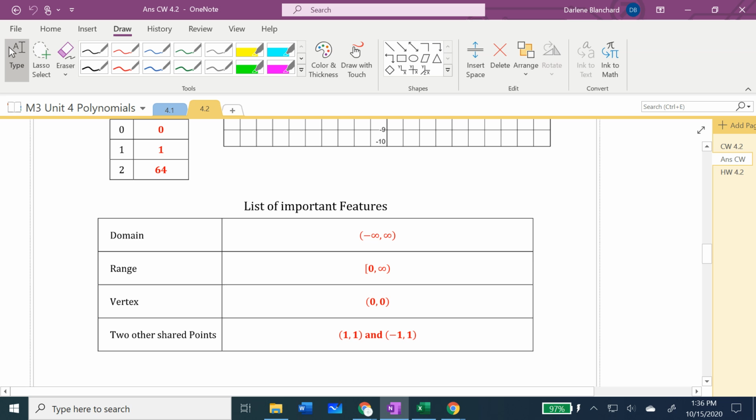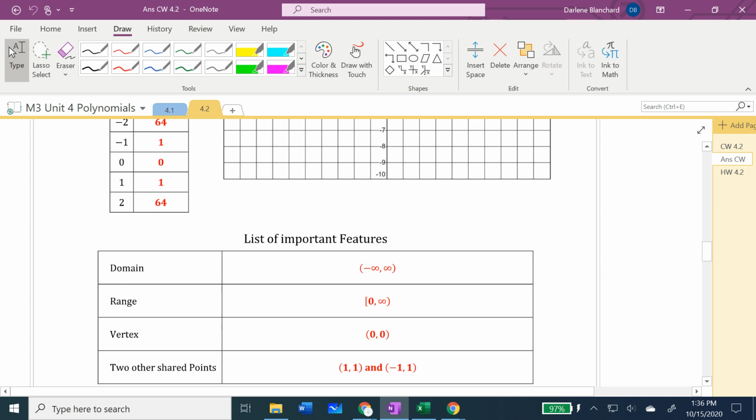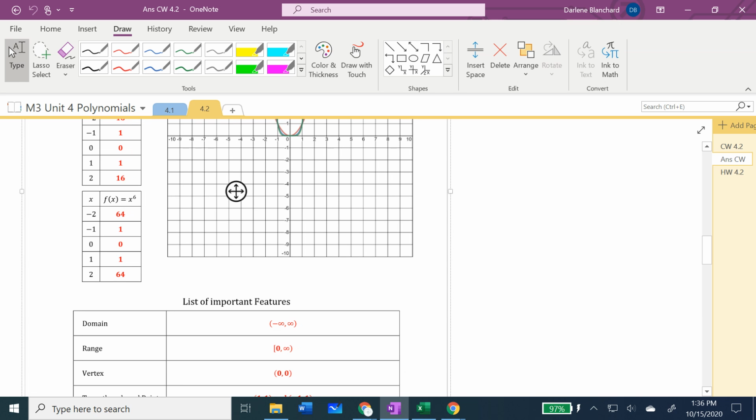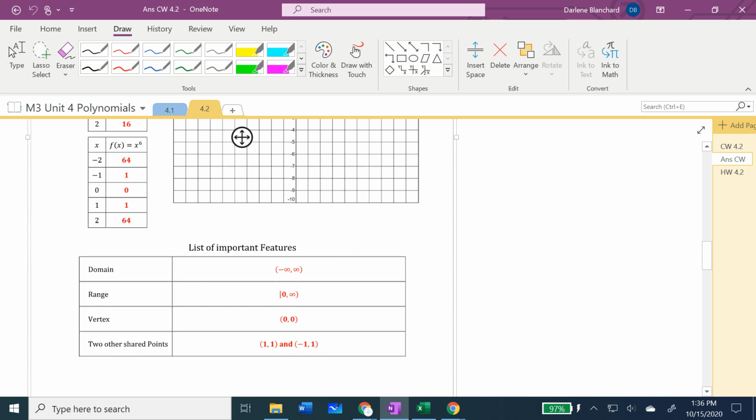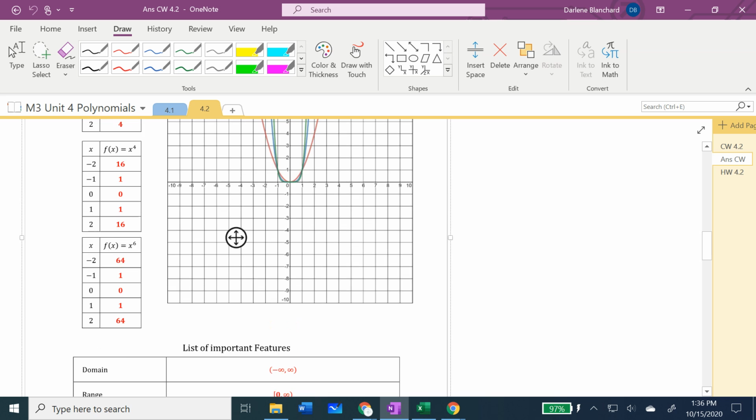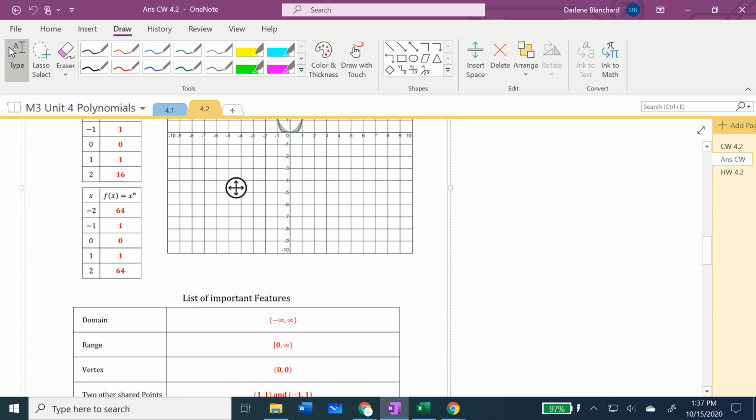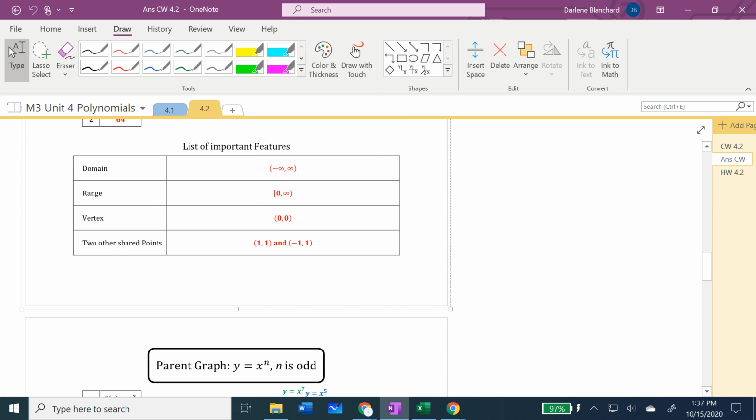The domain is all real numbers, but the range, if I'm dealing with x to the power of an even number, the range is going to be only 0 and higher. I have a vertex at the origin, and I wrote down the 2 other shared points, just to emphasize that all graphs that are x to the n, where n is 2, 4, 6, 8, 10, and so on, they all share 3 points. The vertex, and then those 2.